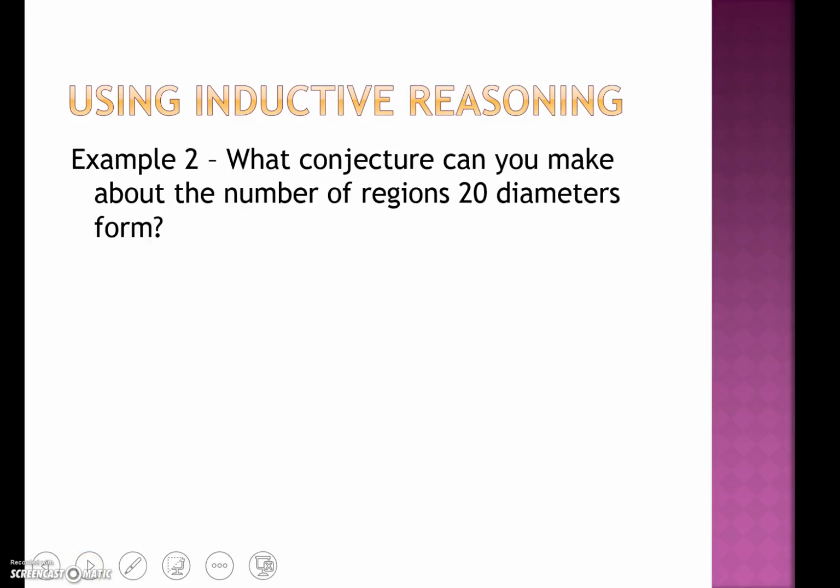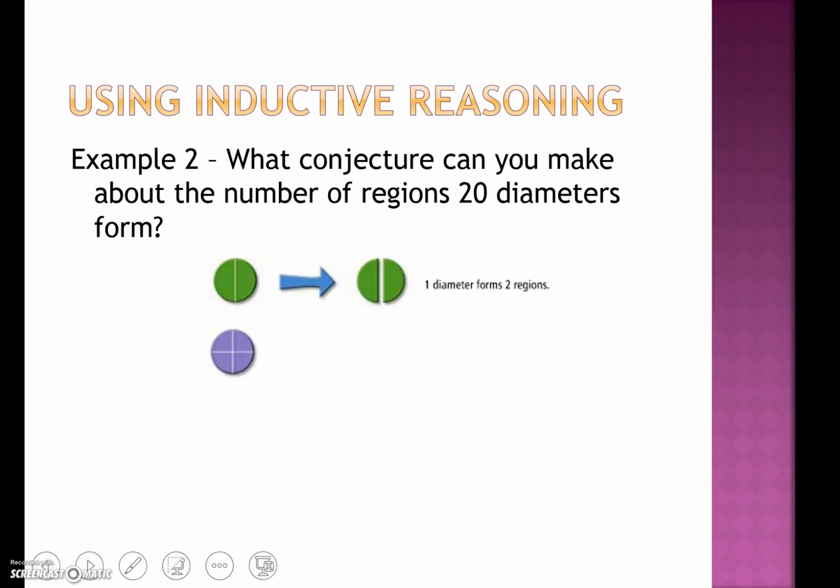Okay, so in this example here, I want to make a conjecture about the number of regions 20 diameters form. So I'm trying to come up with a formula to use. Now, what do I mean by that? Well, if I had a circle and I drew 1 diameter in, I'm going to be getting back 2 regions. See how that's split up there? So can I go through and draw all 20 diameters? Sure. But I would like to make it easier. Mathematicians are typically lazy and want to come up with shortcuts.